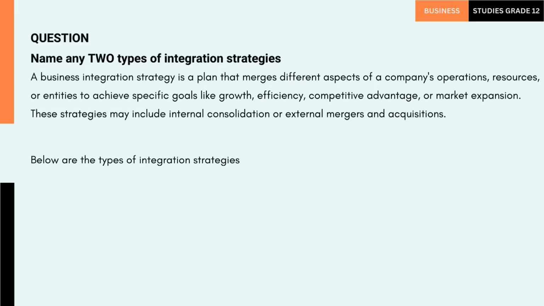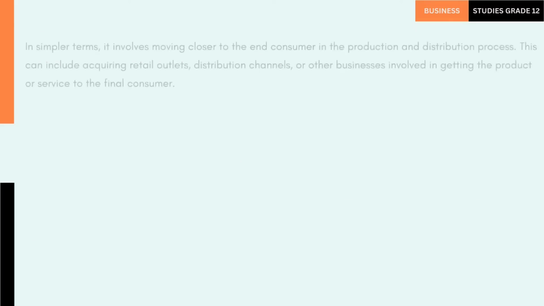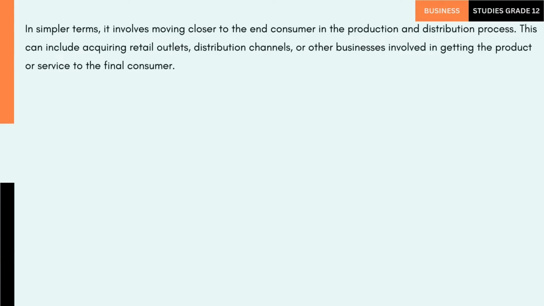Below are the types of integration strategies. 1. Forward vertical integration. Forward vertical integration strategy is a business approach in which a company expands its operations or control over the distribution channel by acquiring or merging with businesses downstream in the value chain, typically towards the end consumer. In simpler terms, it involves moving closer to the end consumer in the production and distribution process.